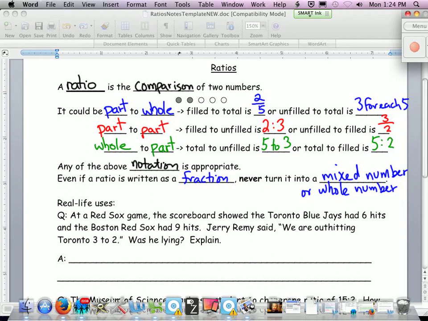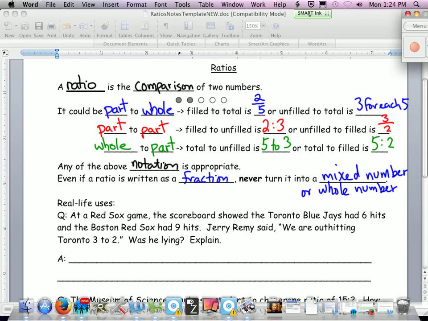So my math geek radar went off. What? Did he just say the ratio? We're out hitting 3-2? So then I looked at the scoreboard and I actually jotted it down. So this was a real life scenario where we said we're out hitting Toronto 3-2. But the scoreboard didn't say 3 and 2. It said 6 and 9.